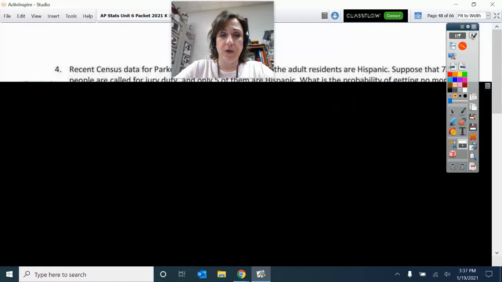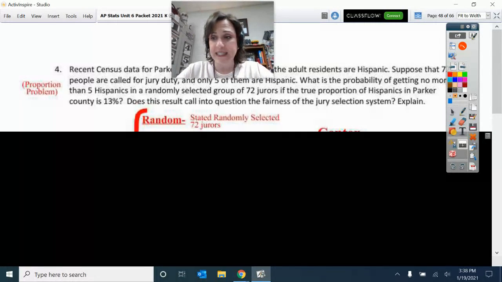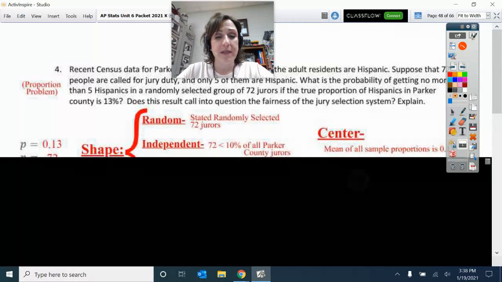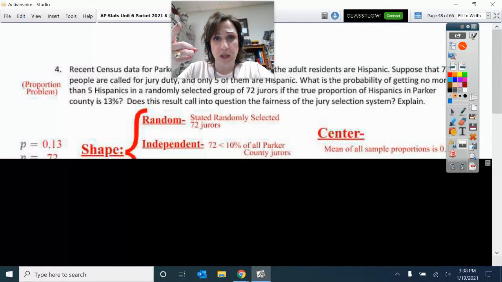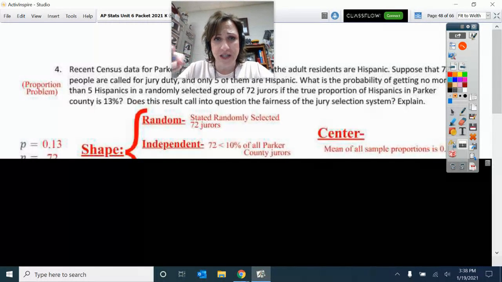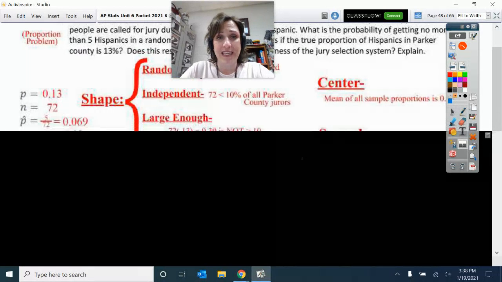All right, next. So here we've got, this one was a proportion problem. So what we're going to do then is for our random, it was stated that we had randomly selected 72 jurors. Independent, 72 is less than 10% of all Parker County jurors. That's the population that this is about. So do you see that in those conditions, I'm identifying what the sample is, and I'm identifying what the population is. So that's something that you're keeping in mind, and this is something that you're indicating to the reader or the grader or whoever is looking at your research, that you're identifying what those things are.